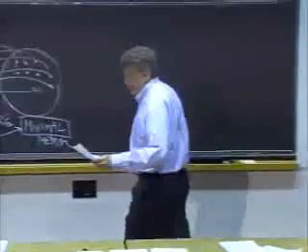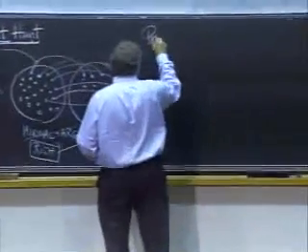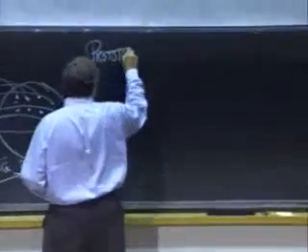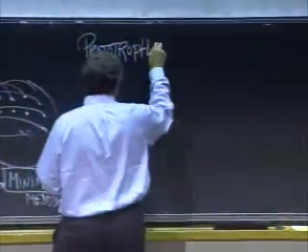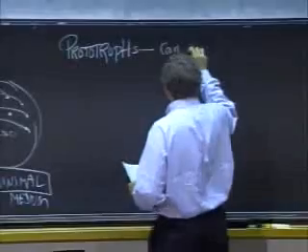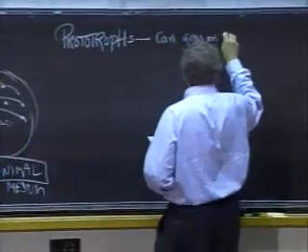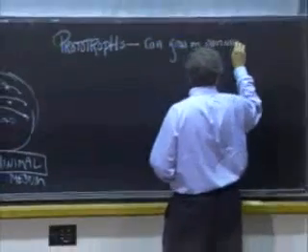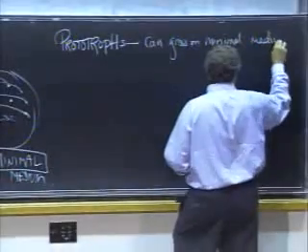So we have a name for yeasts. Yeasts that are able to grow on minimal media are called prototrophs. They are the wild type. They can grow on minimal media. They can make everything themselves.